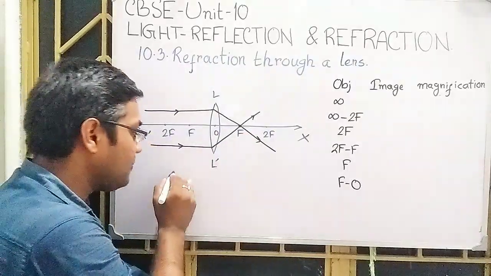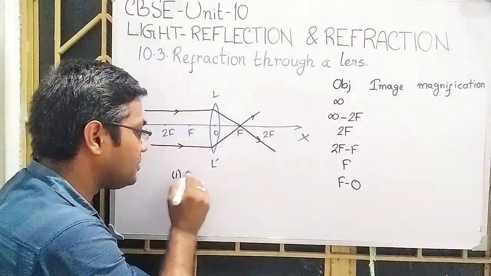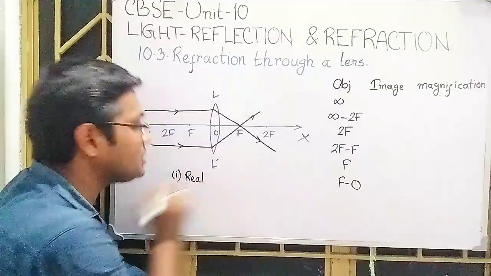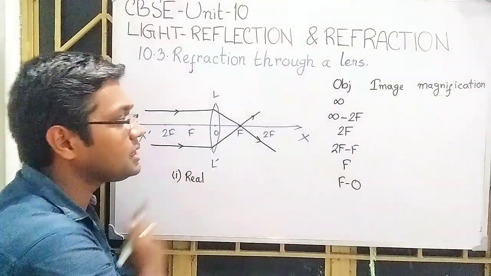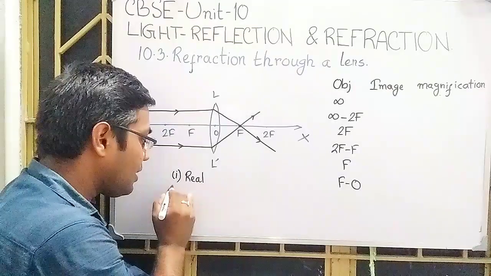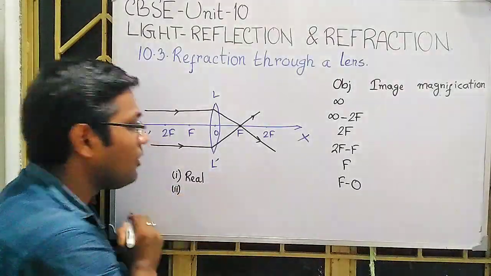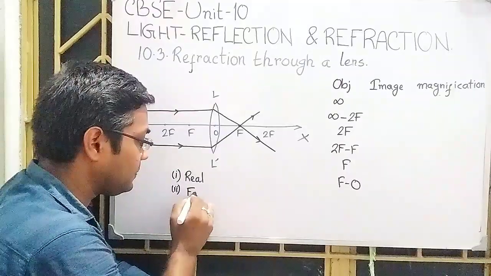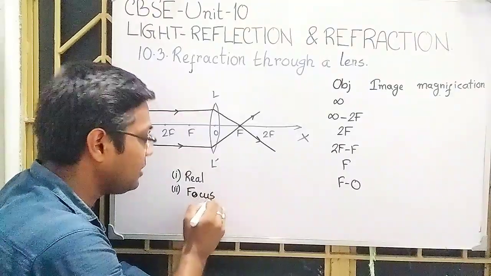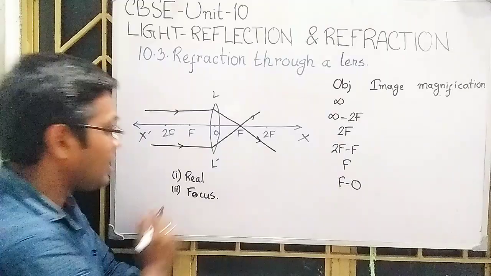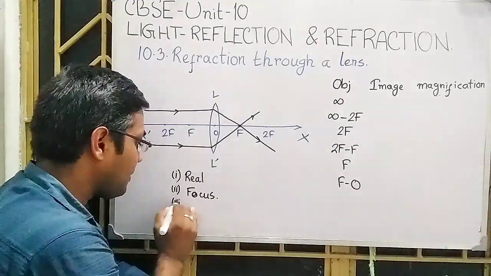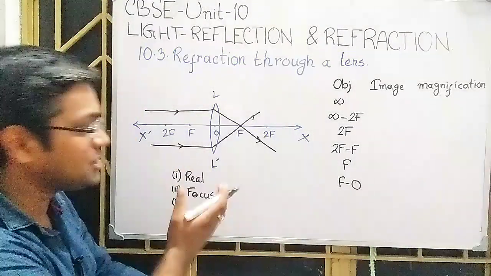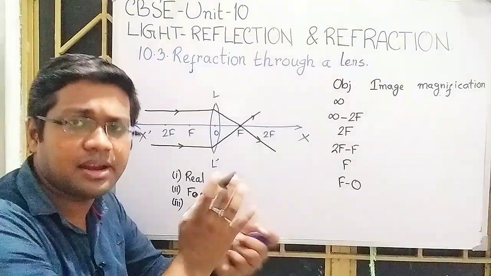If I say which type of image is formed, obviously it is a real one because the light rays intersect each other. Number 2, where do we obtain the image? We obtain the image at the focus. Next, what is the nature or the type of the image? Is it magnified or diminished?